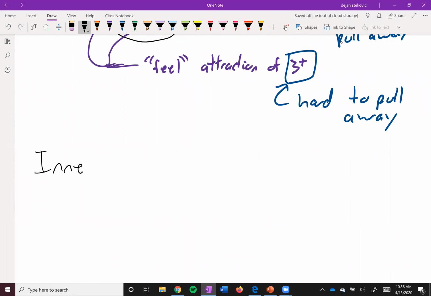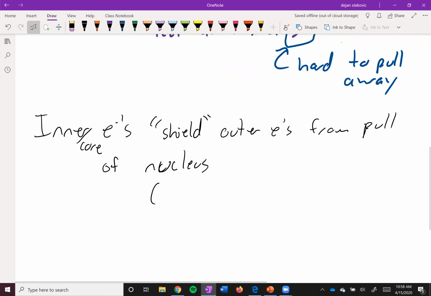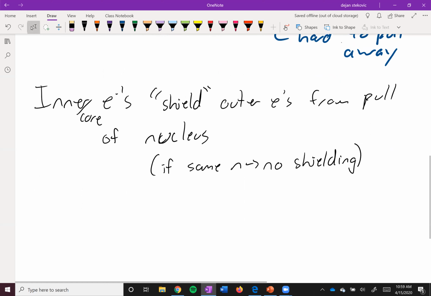So the rule is that inner, or core, electrons shield outer electrons from the pull of the nucleus. And all that matters is the n here. The l doesn't matter, right? So if they're the same n, they don't shield each other. So, core electrons shield valence electrons, and that's it.